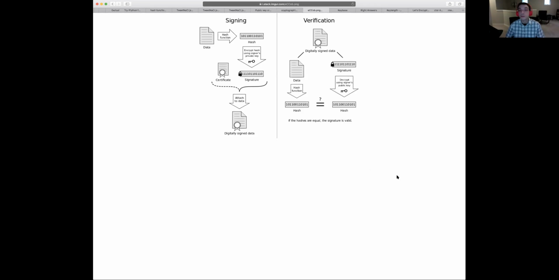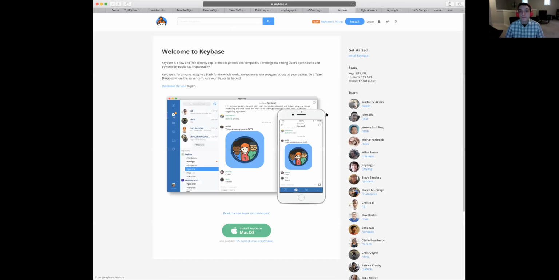Now, is there a solution? Is there a way to sort of cross the usability security divide and give some decentralized security? Because again, the advantage of this over public key infrastructure is it's decentralized. You don't have to trust Verisign or Comodo or Symantec, and you don't have to trust that those companies won't get hacked.